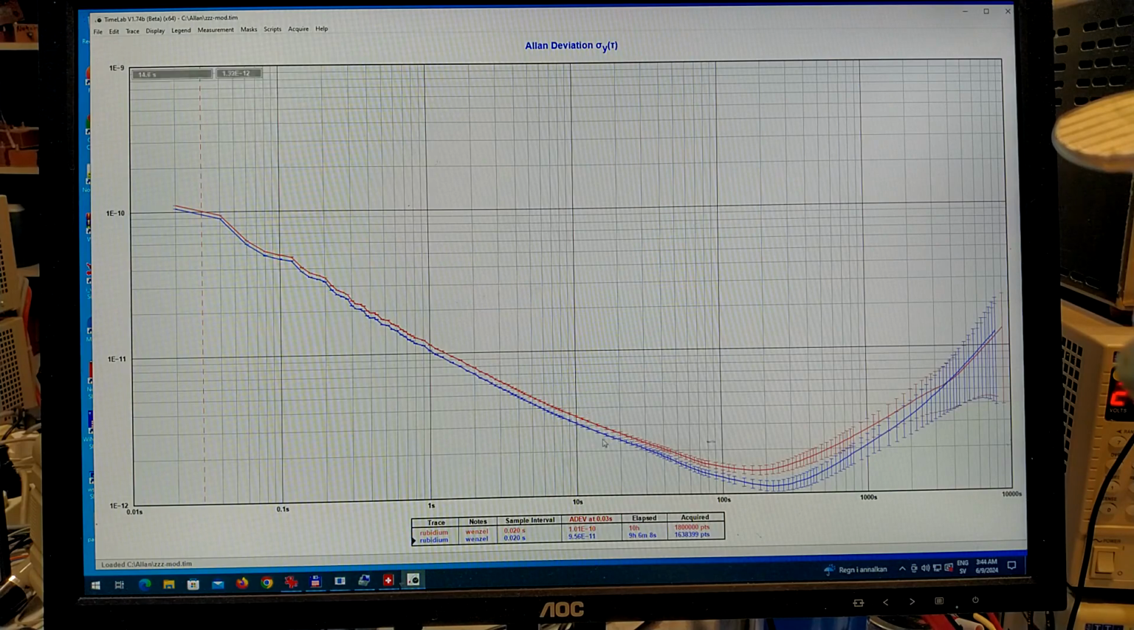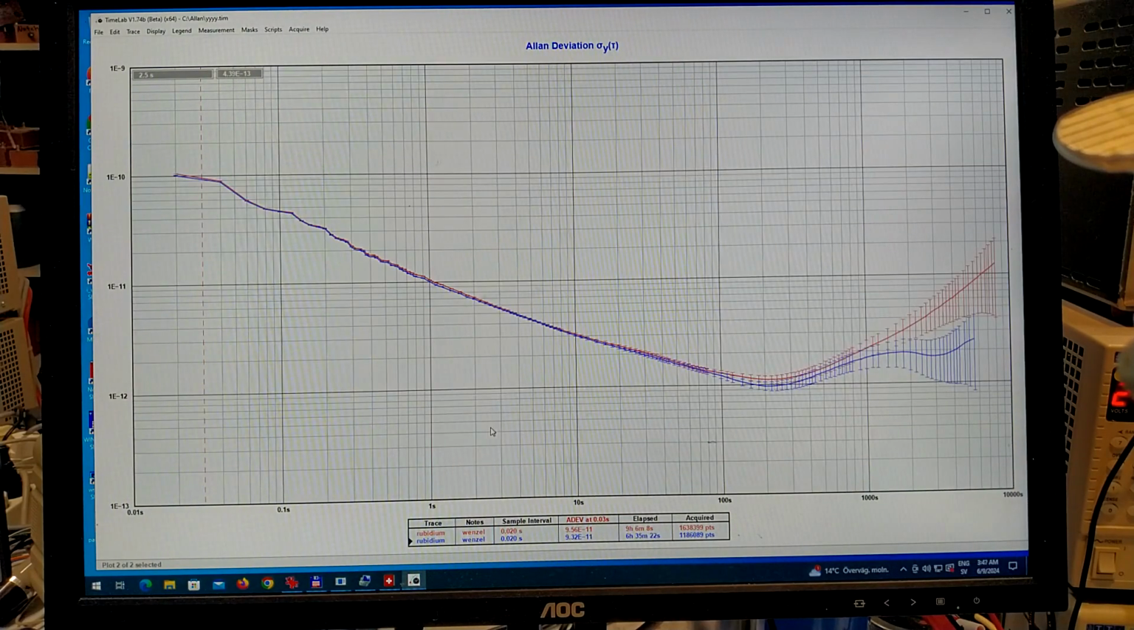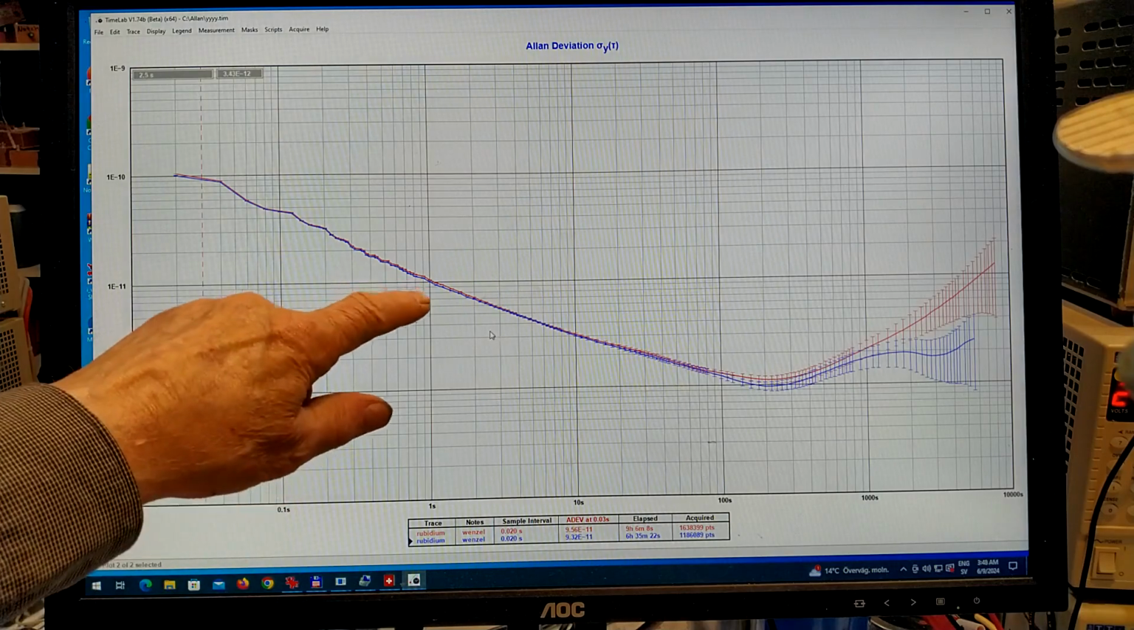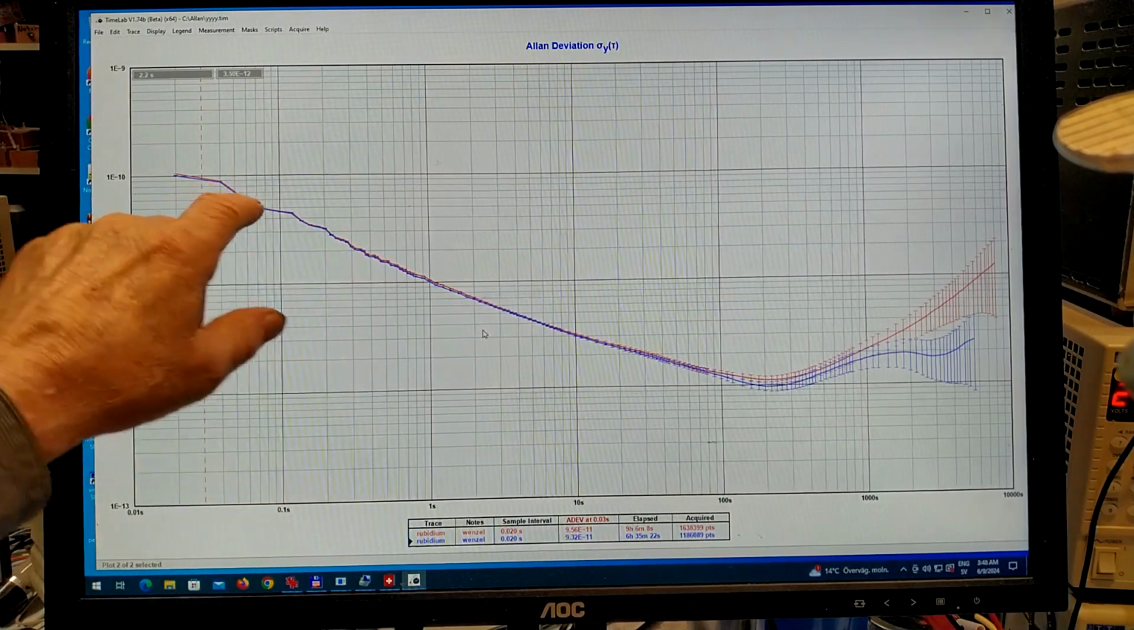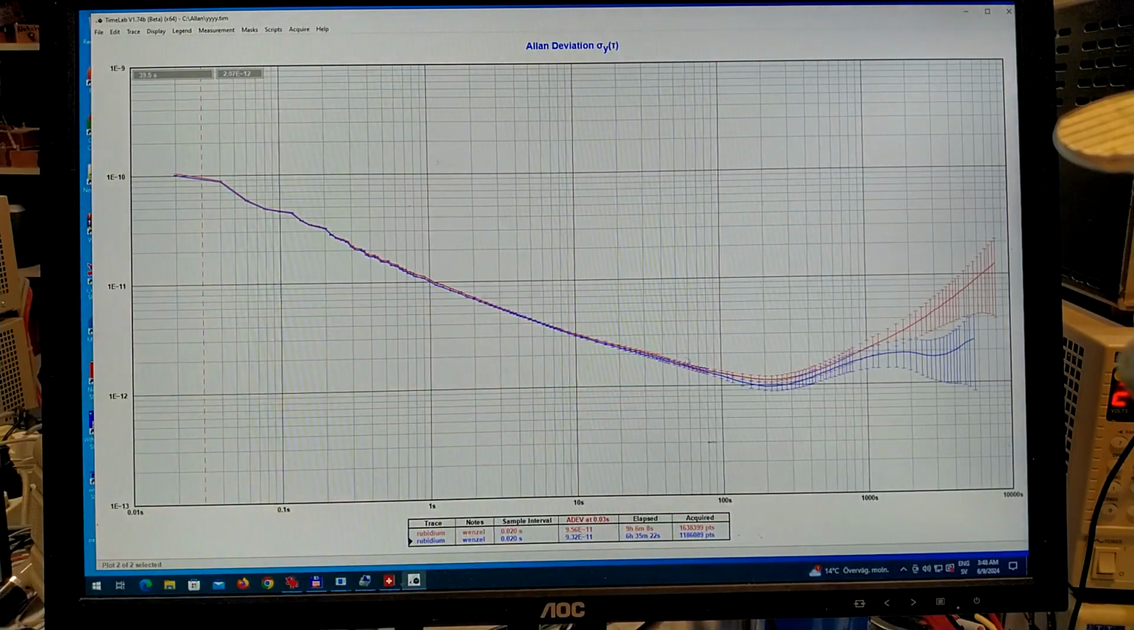So I will also edit the other file and compare the edited files. First, I compare the edited file with the earlier measurement of the rubidium oscillator, which was only 6 hours. And now I find they are very close to each other in this range where the rubidium oscillator is determining the Allan deviation. At longer times, the Wenzel oscillator is also involved, and it may vary a little bit.